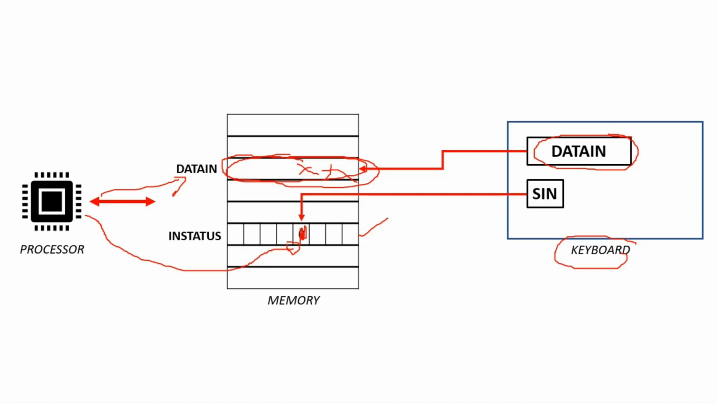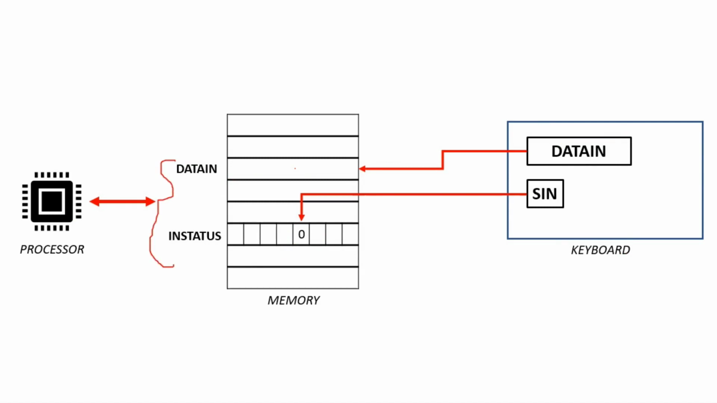Whenever the keyboard makes this particular bit 1 and the processor comes to know that the bit has become 1, then the processor uses this address, data in address, and reads the byte from the memory. That byte is nothing but the data from the keyboard. So for the processor, it is just like reading a bit from the memory and also a byte from the memory using addresses. So for the processor, the input output operation here is nothing but memory operations.